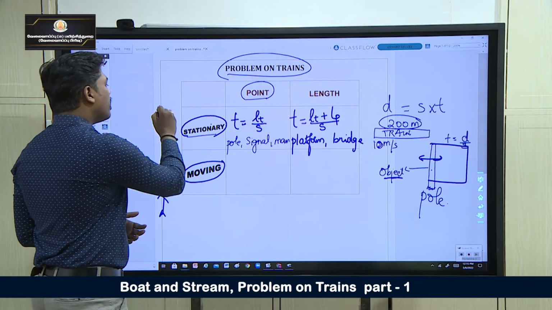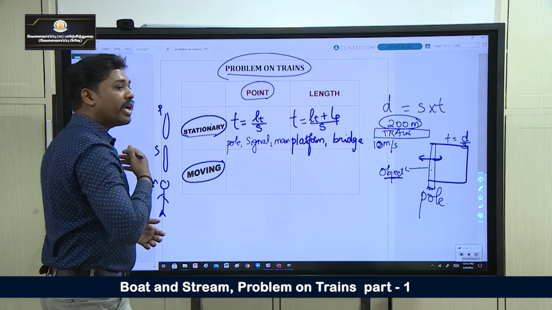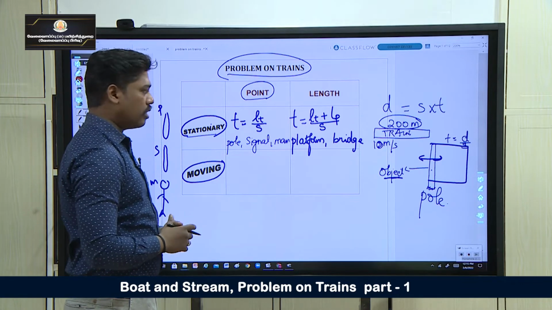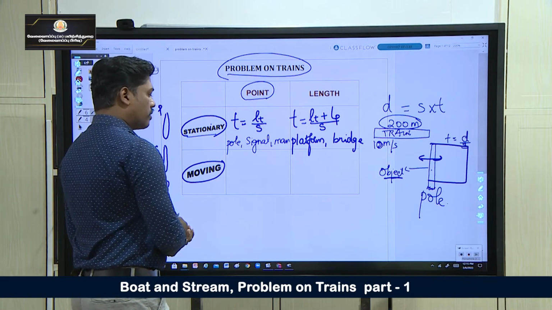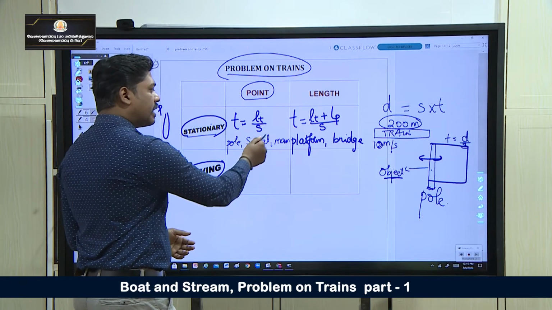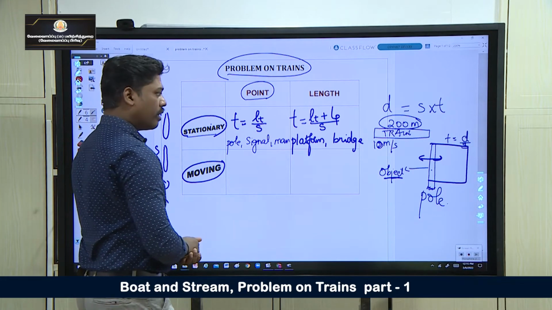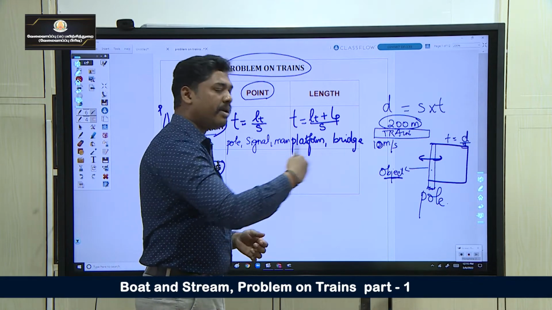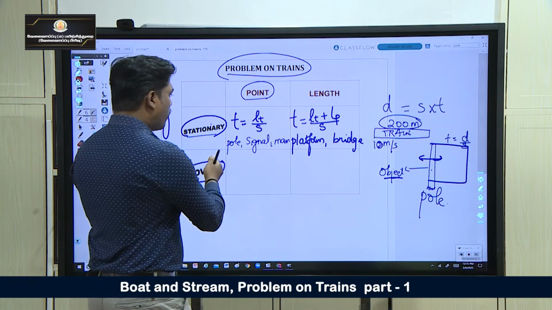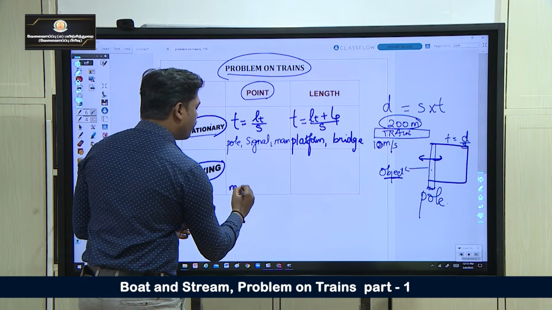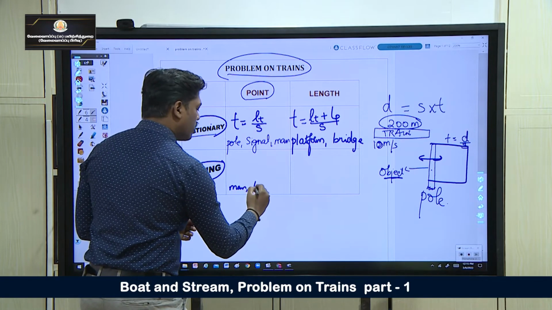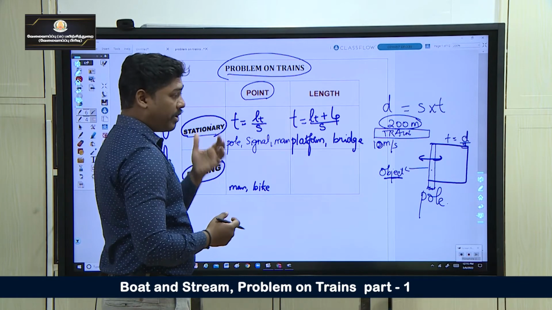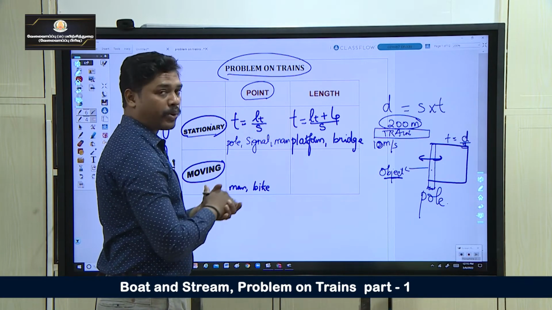So in this pole, signal and man, who can walk? Who can cover some distance? So pole is a fixed one, so we cannot write it as a moving point. Signal, fixed one. What about man? Man can be standing or man can be walking. So for a moving point I can tell a man walking, or a man riding a bike. When compared to a train, this bike is a point only.